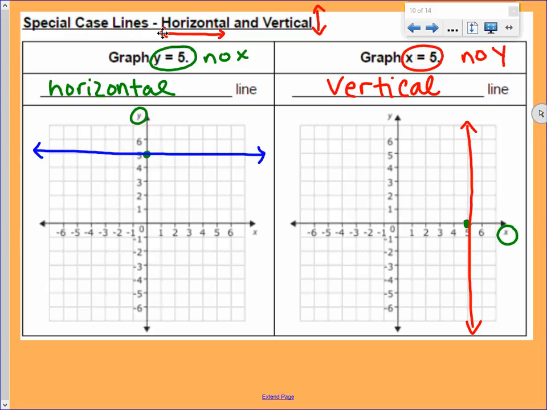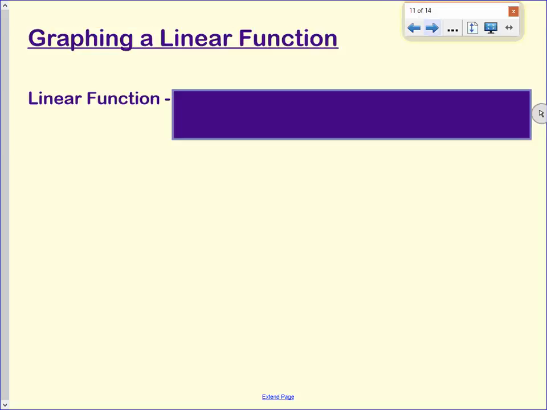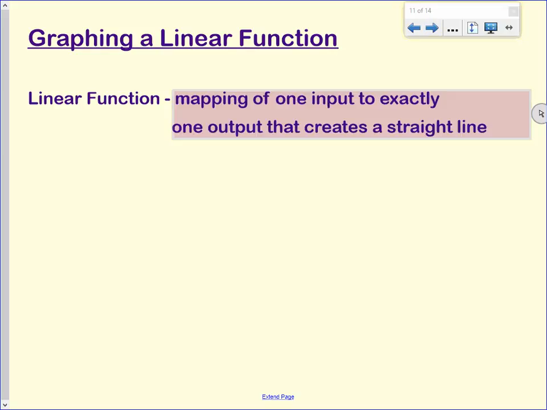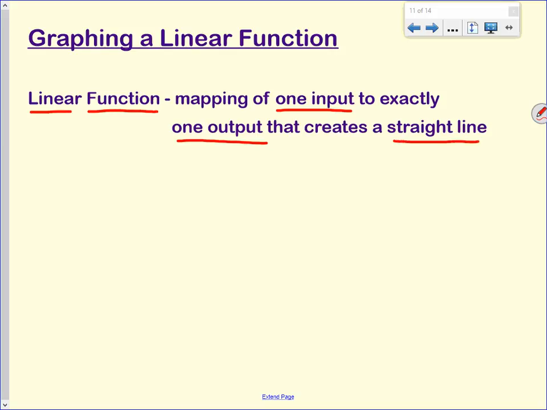Graphing a linear function. One last vocabulary word for you. Linear function is a mapping of one input to exactly one output that creates a straight line. So it's putting linear and function, those two definitions together. Our definition for function is a mapping of one input, one x value, to exactly one output, one y value. We talked about that in chapter 1. And we're connecting that to linear, so it makes a nice straight line. Remember linear, that piece of line that's in the word, so it makes a straight line.